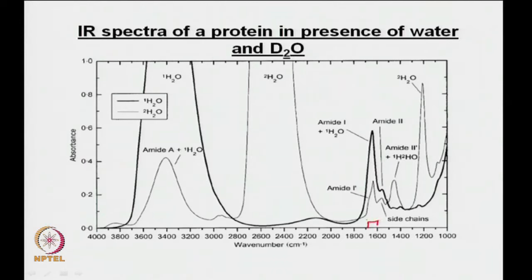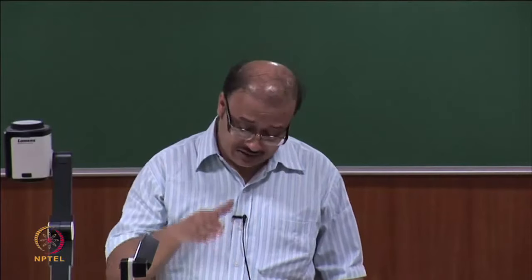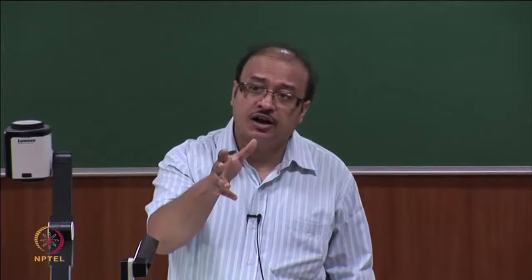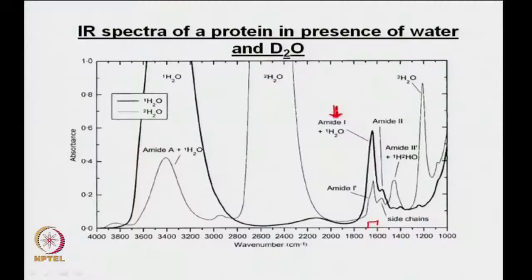Now, look at this amide 1 plus H2O. Now, look at the intensity of this. Okay. This amide 1 plus H2O, sorry, my arrow is becoming too broad. You can see what the intensity of this band is in terms of absorbance. It is pretty high. Now, this is for a protein in presence of water. So, the protein also has its amide band here, and it is in addition to the OH bending mode of water. But look at what happens in case of D2O.